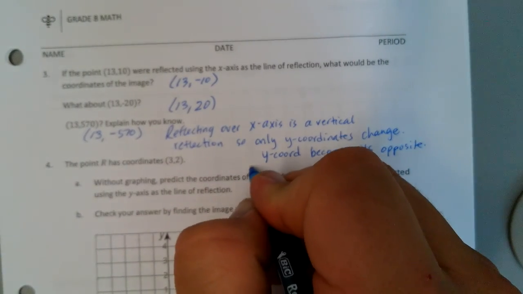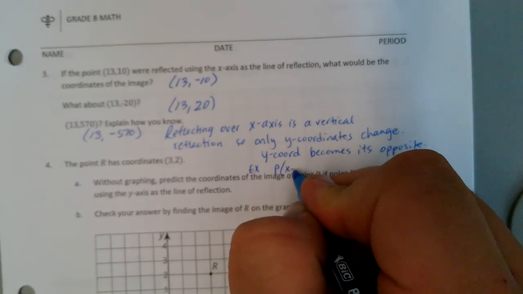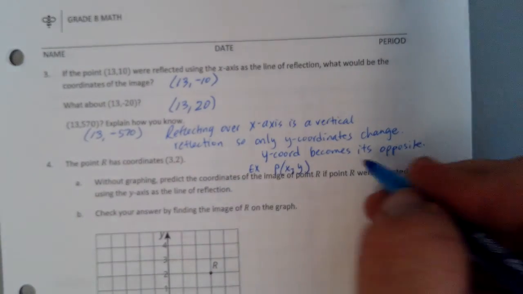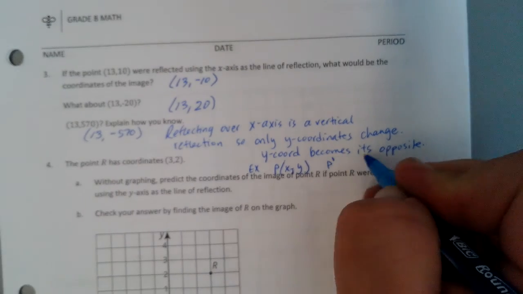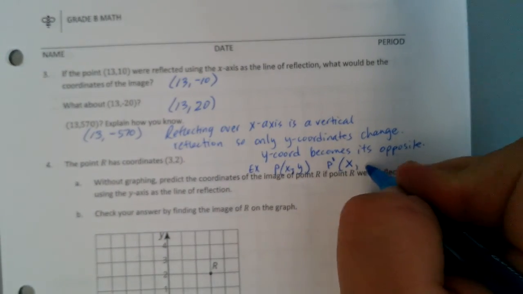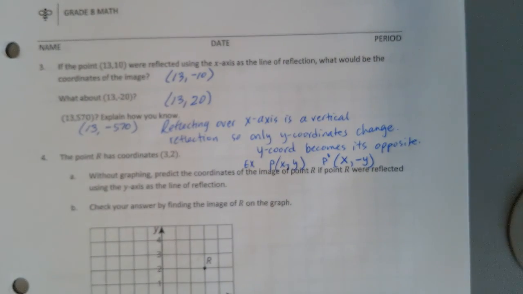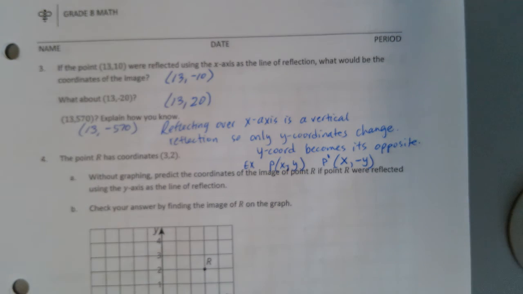For example, what we would look at is this. If we take a point that's at (x, y), we would see that that point prime across the x-axis would maintain its x-coordinate, but it would take on its opposite form of a y-coordinate. So if it was at -3 for the y, it would become +3, or +6, it would turn to -6 in this case.